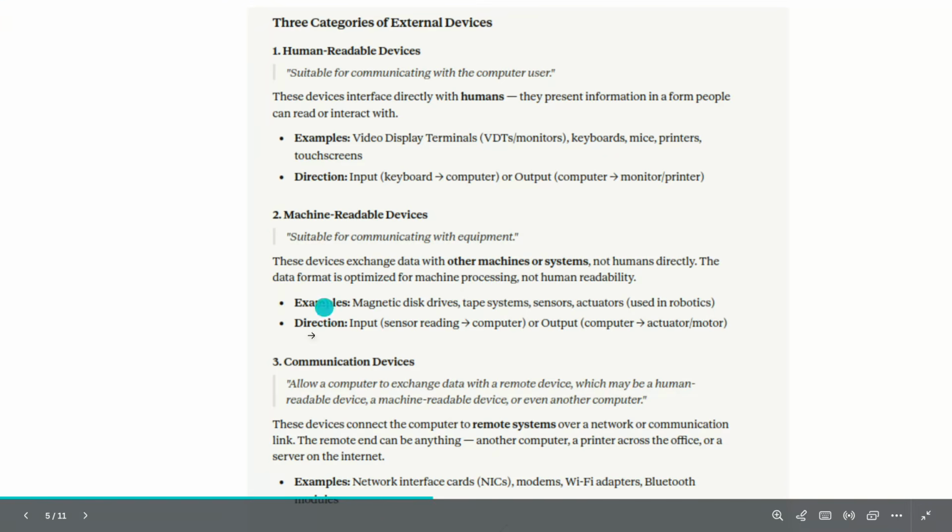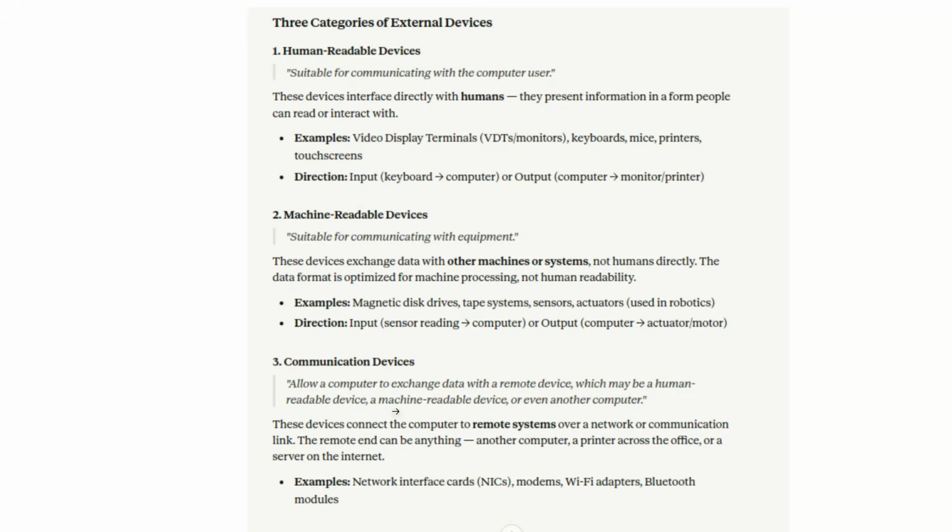Okay, so let's see here. This much you have understood. There are three categories of external devices. We have human readable, which allow the computer system to communicate with the computer user. Machine readable devices help in communicating with other equipment. These devices can communicate or exchange data with other machines or systems. The example was the magnetic disk and tape system.